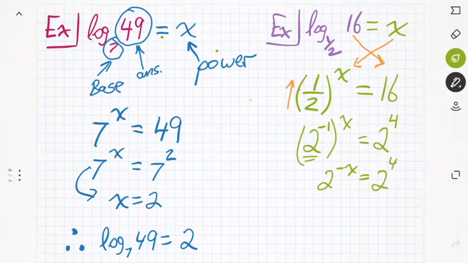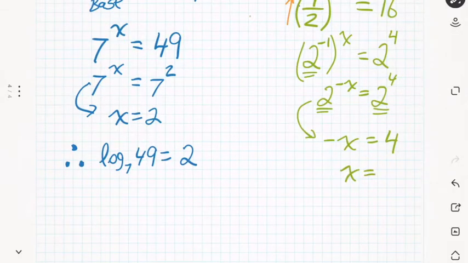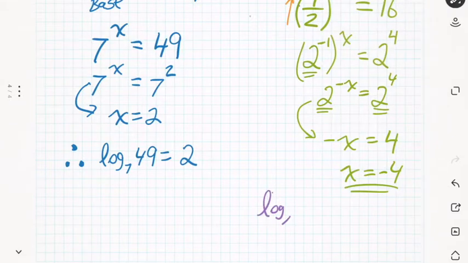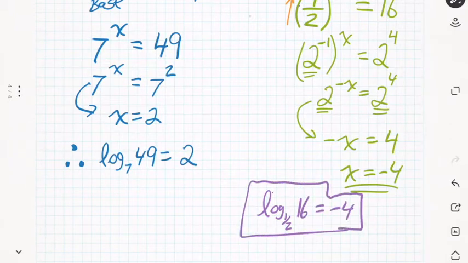is equal to 2 to the 4th. And again, once we get down to the bases being exactly the same, we can deduce that negative x must equal 4. It's a property of one-to-one functions too, which is kind of nice. And therefore x is equal to negative 4. So that means, if we go back to the beginning, that log base 1/2 of 16 must equal negative 4. So that's how I would solve most of my logarithms, because I think it's easier to solve them in exponential form than it is to try to think about what power it is.